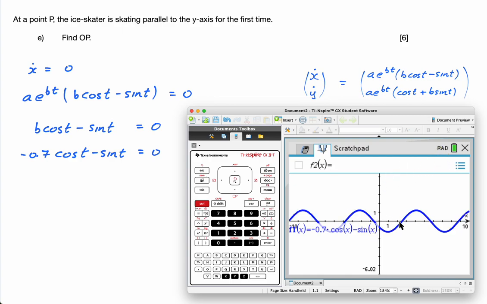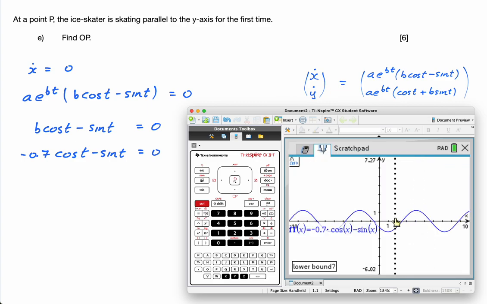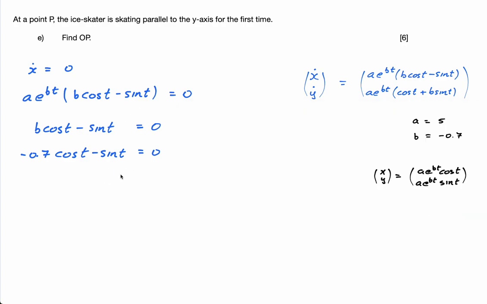But anyway, the first point is going to be this one here. It's the first time that he's skating parallel to the y-axis. It's the first time when this function equals 0. So whatever this is going to be here, let's find it: menu, analyze graph, zero. I have to do lower bound, upper bound, and there it is. 2.53. So I'm going to write here t is equal to 2.53. But that's not the question finished, guys.